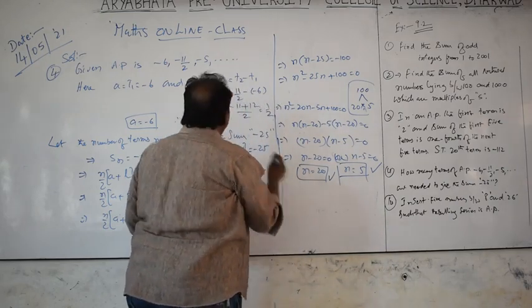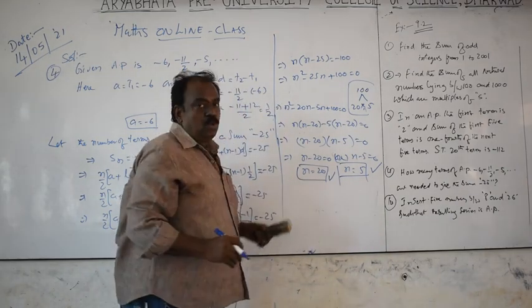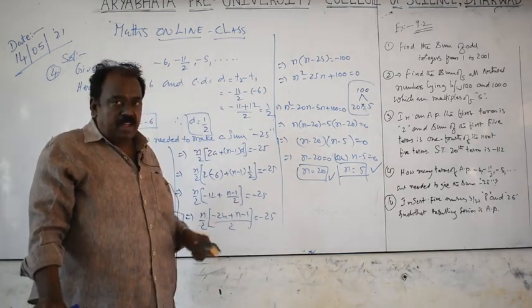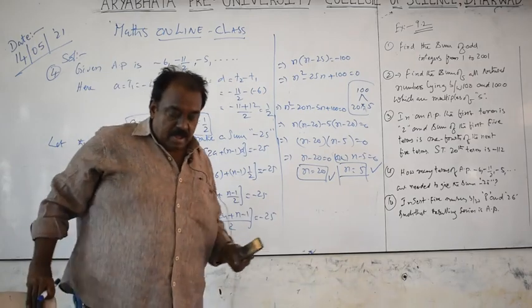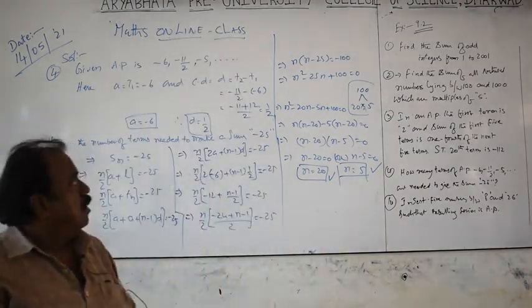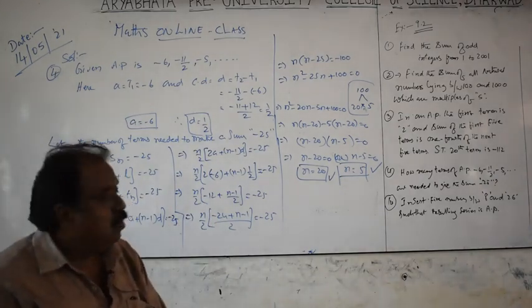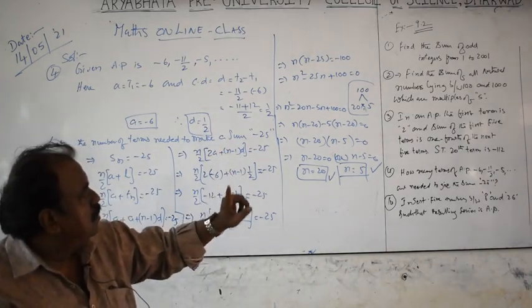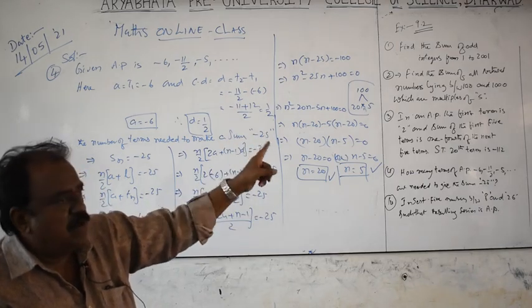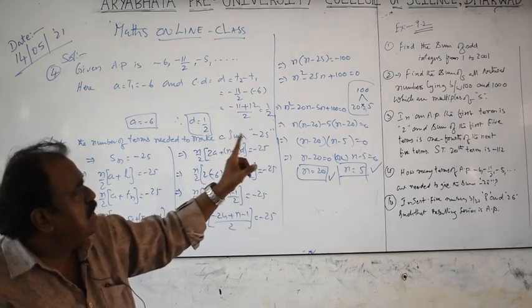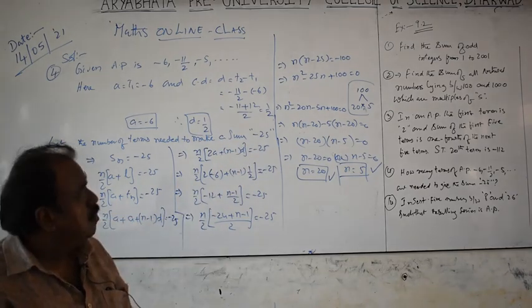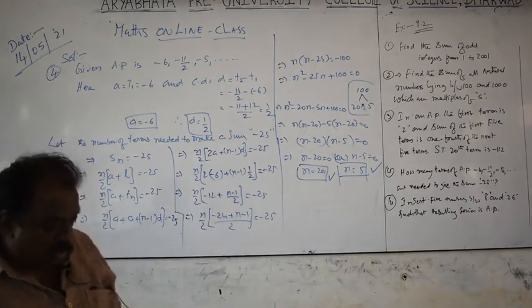Okay? So the number of terms is of 2 types, whose sum is minus 25. Yes, okay? Next, we will go to the next problem. The first one: find the sum of odd integers from 1 to 2001. From 1 to 2001.